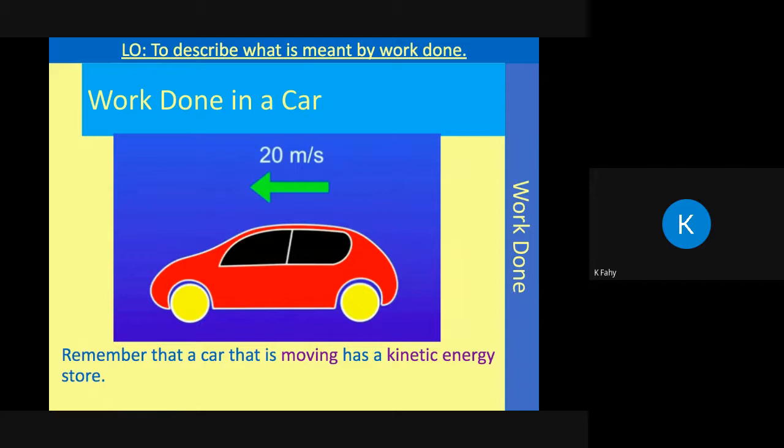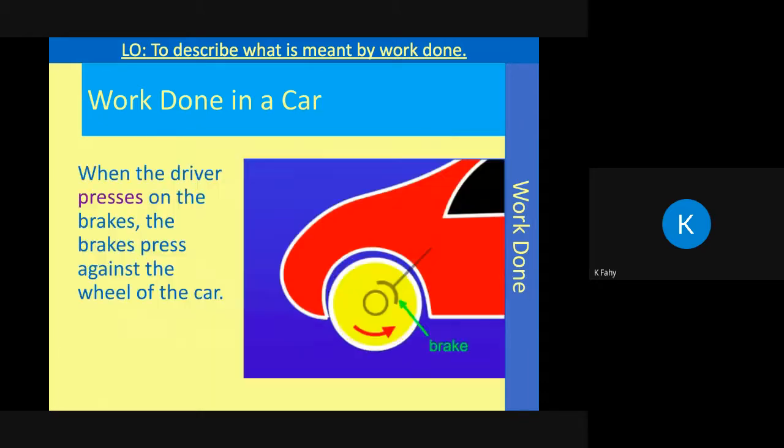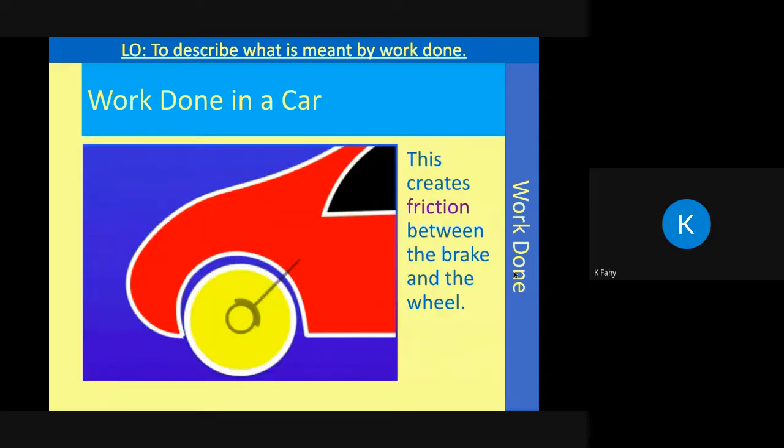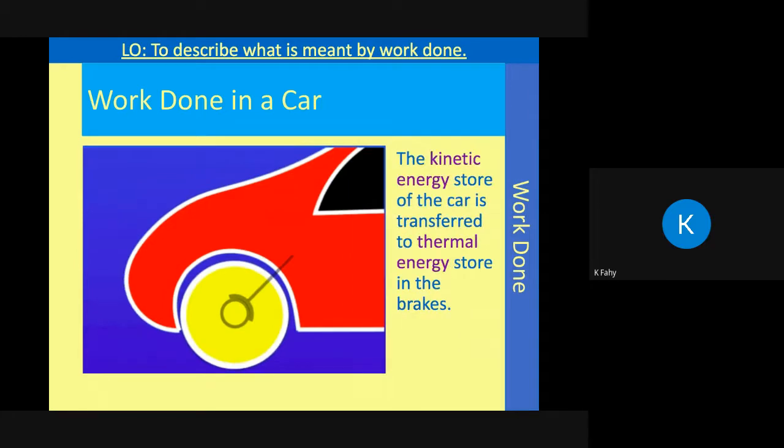So remember, the car's moving, so therefore it's got kinetic energy, because kinetic energy is moving energy. So when the driver presses on the brakes, what actually happens is the brakes press against the wheel of the car. That causes friction between the brake and the wheel. And what we know about friction is that friction can convert energy into thermal energy.